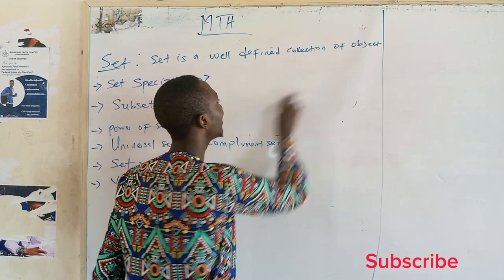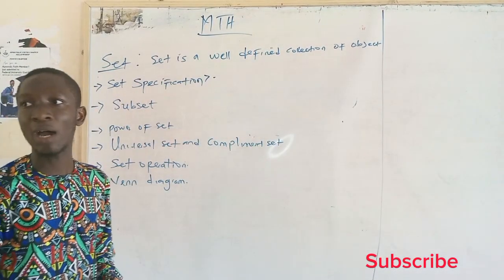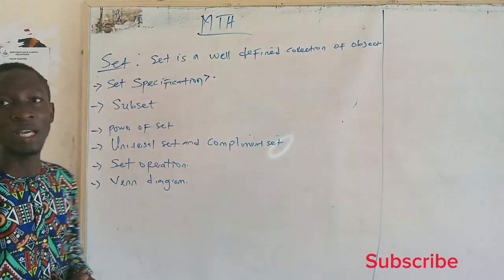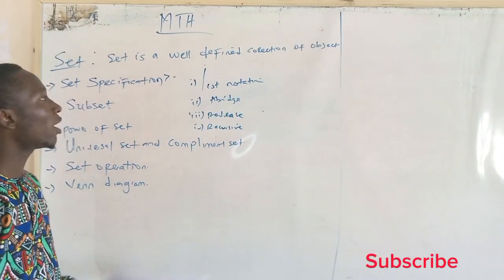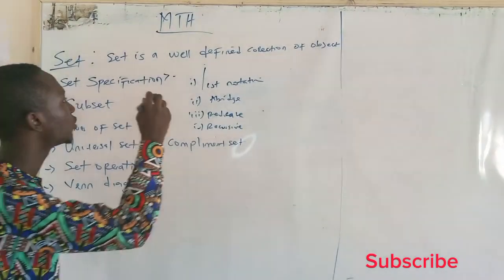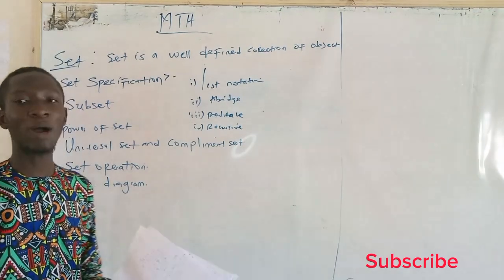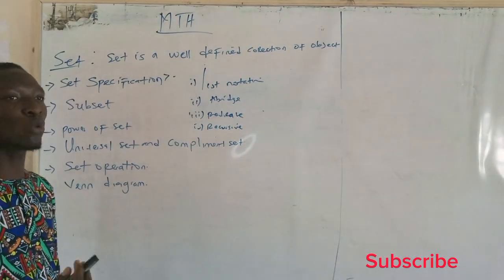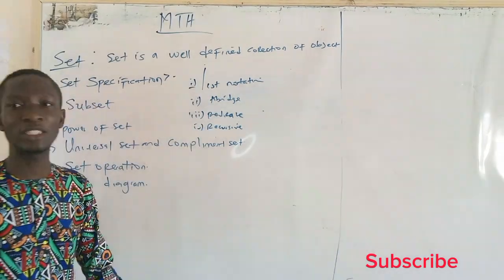Which is the next item I have under my content. Now, I will teach you set specification. Set specification is just how to denote a set. So the first set specification is called list notation.